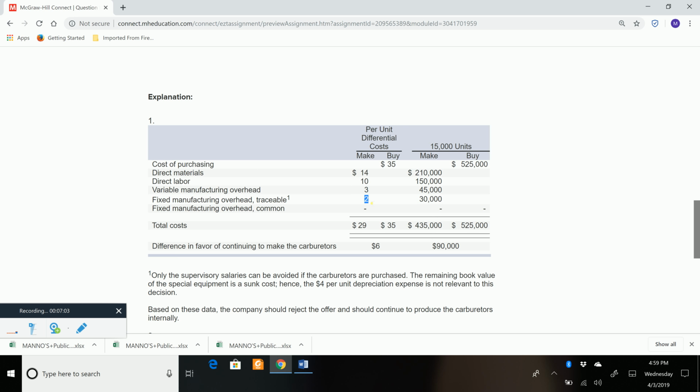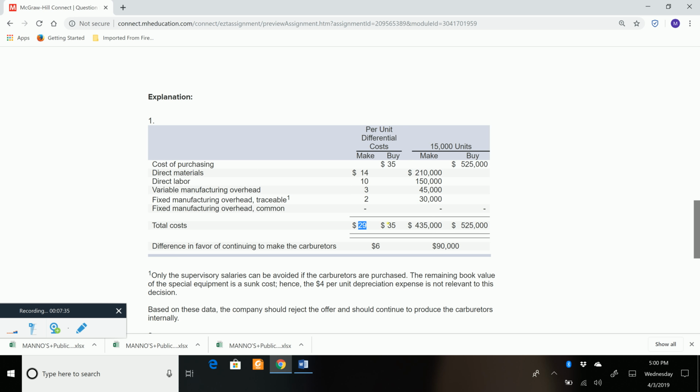You remember the traceable? It was $6, and we said $2 of it was salaries and $4 of it was depreciation of special equipment. Well, out of that $6, only $2 could have been eliminated if we didn't make it ourselves. So internally, the differential cost is not the full $42, only $29. The other expenses we would have to pay for, regardless of the decision. That means they're irrelevant for the decision-making process.